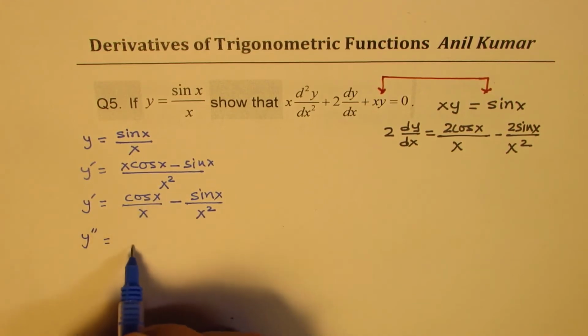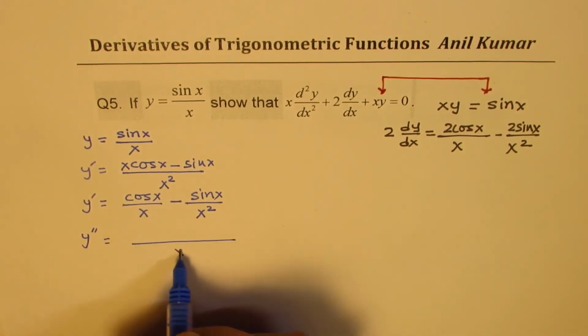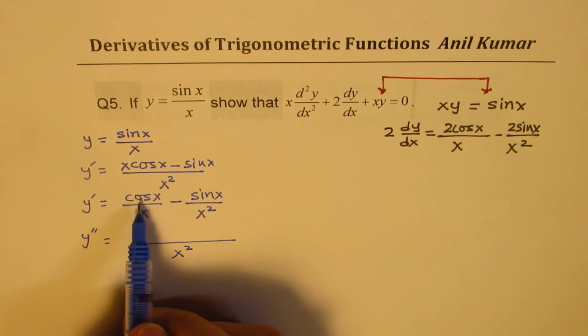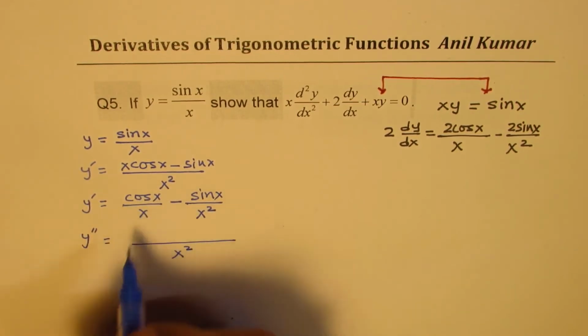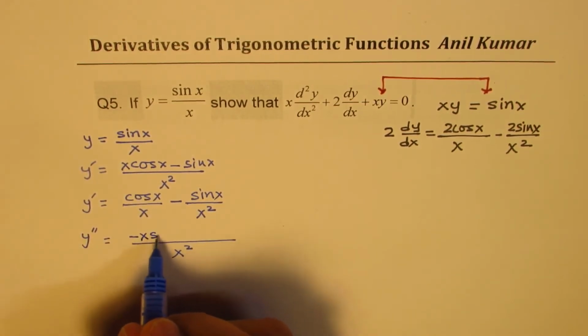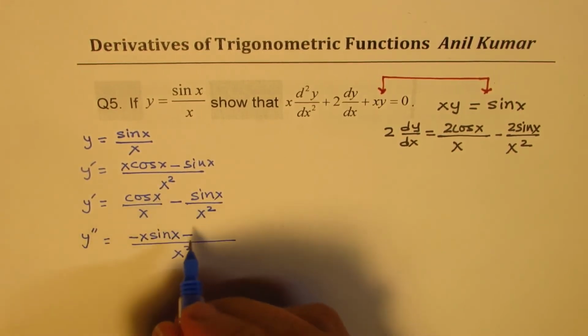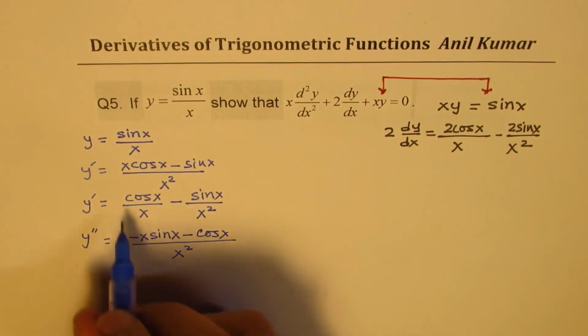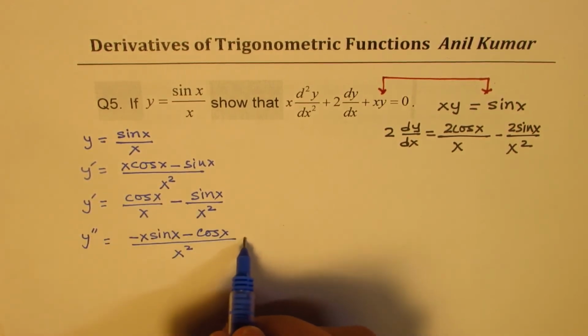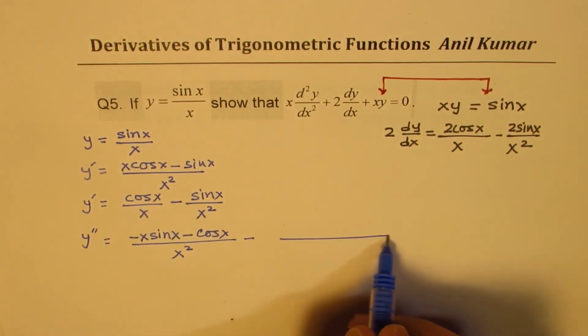So differentiating the first term, we get x squared in the denominator. Derivative of cos x is minus sin x times x, so I get minus x sin x. Minus derivative of x is 1 cos x. So that's the derivative of the first term. Next term, let's put minus here.